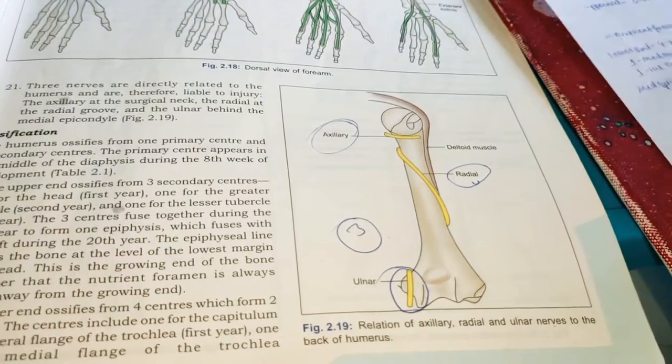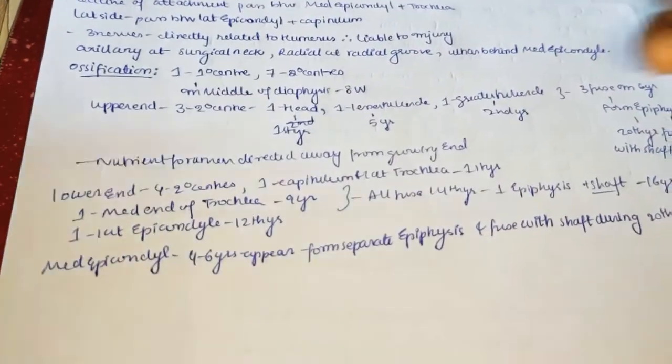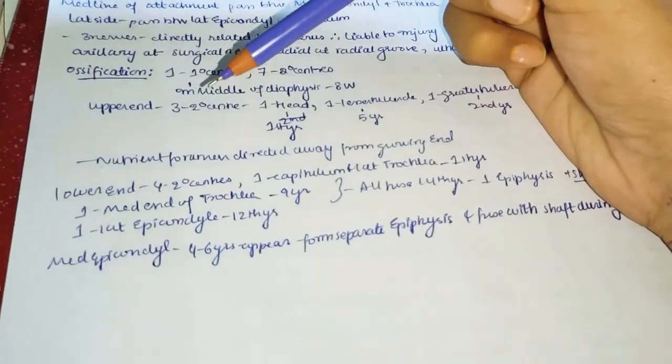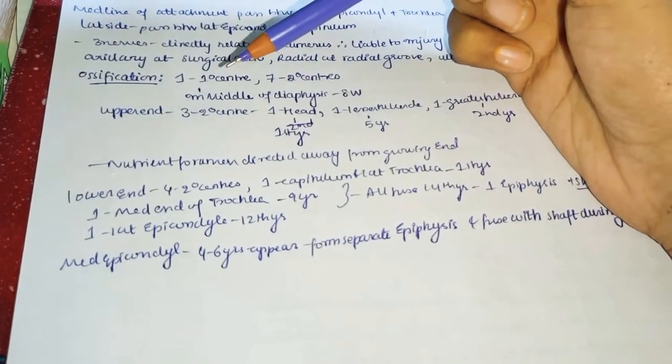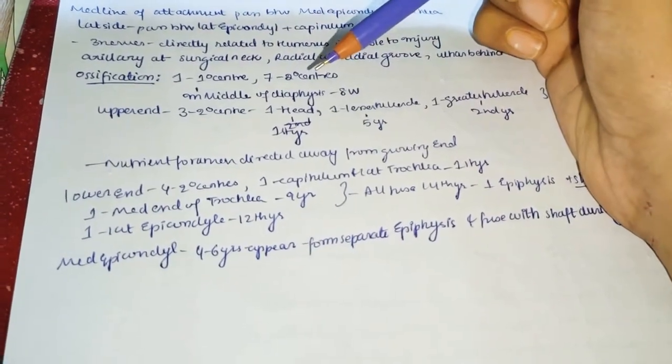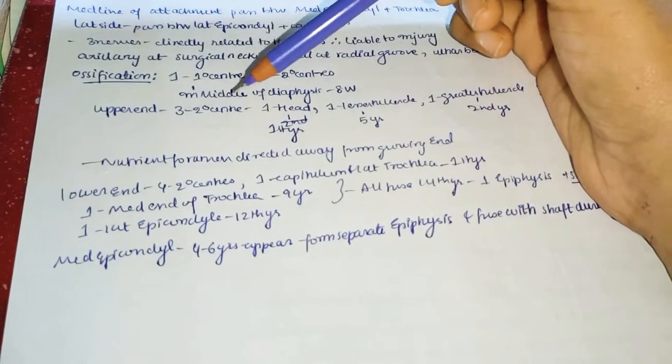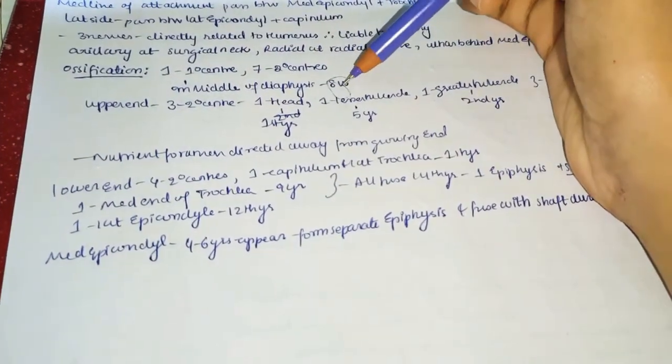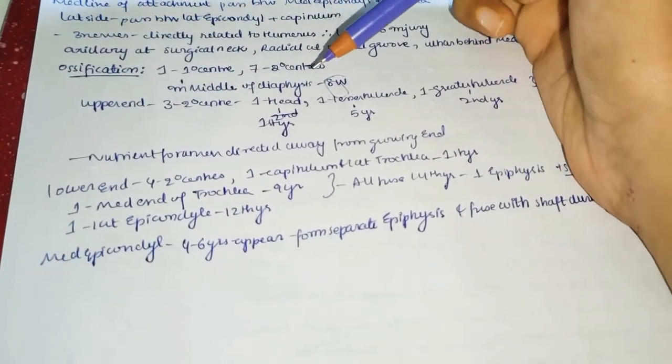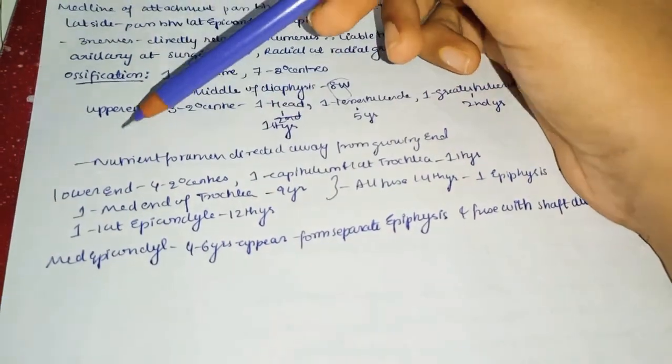So finally we are coming to ossification. So finally we have come to ossification. Same like the scapula, even the humerus has one primary center and 7 secondary centers. The one primary center is present in the middle of the diaphysis and it appears in 8 weeks. Whereas the 7 secondary centers are spread into the upper end and lower end.